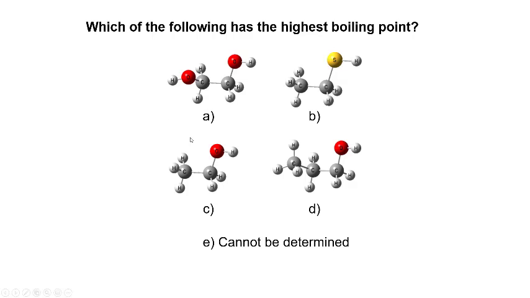Now if we take a look at the three remaining ones, A has two different opportunities for hydrogen bonding, whereas C and D only have one. So even though A, C, and D all have all three types of intermolecular forces, A has the ability to hydrogen bond two times. Therefore, that's going to be our highest boiling point, because it's going to have our strongest intermolecular forces.